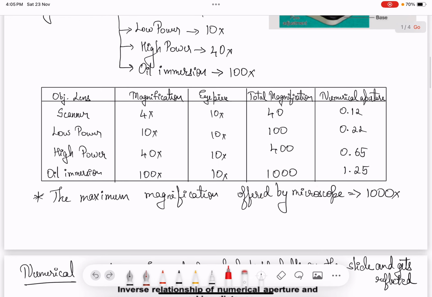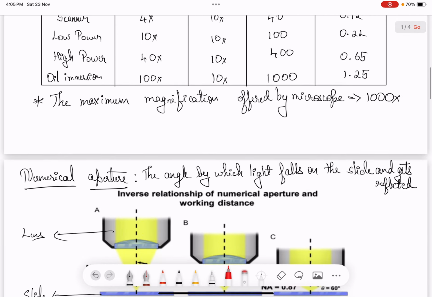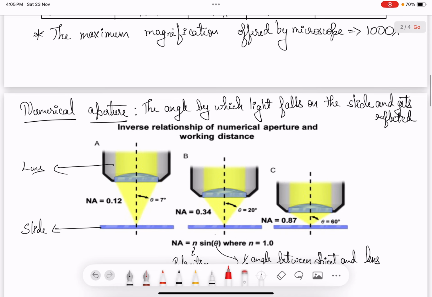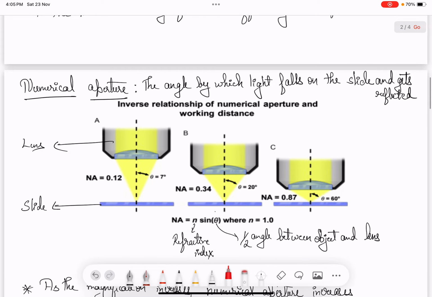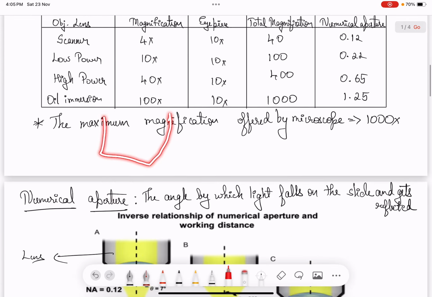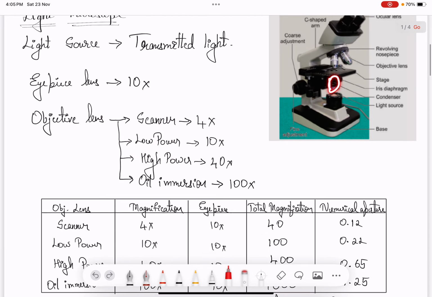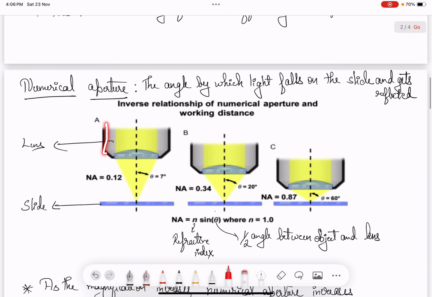Next is the numerical aperture, which is not that important. Still, I'll explain it. The numerical aperture is nothing but the angle by which the light falls on the slide and gets reflected. It is very simple. See, this is the objective lens, and this is the slide where the specimen is. So there is a cone of light like this, right? So what is numerical aperture? You should know the formula. It is n sine theta.